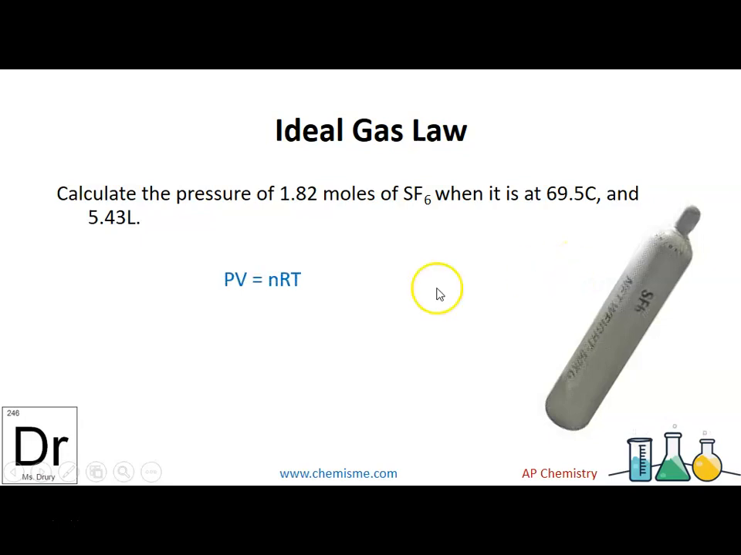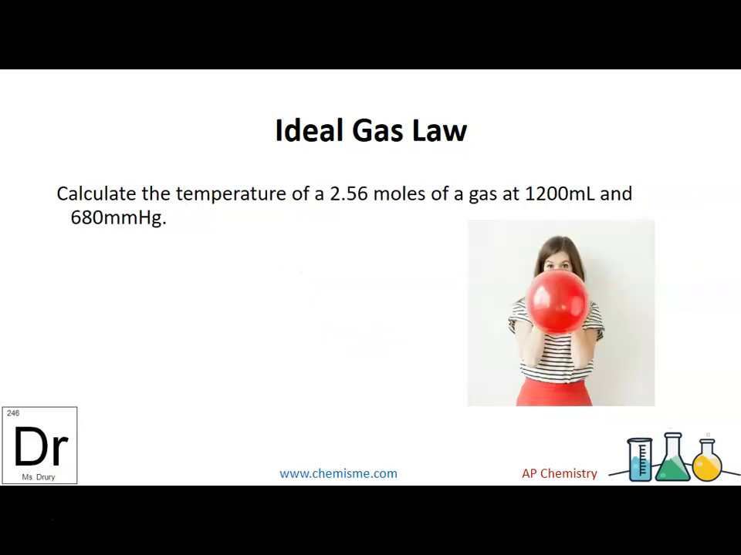So we're going to use PV = nRT because it's one gas. The pressure is unknown, so I want to know how tightly packed this is. The volume is 5.43 liters. The moles was given at 1.82. R is on the reference table. Temperature has to, again, be in Kelvin. When I multiply and then divide by 5.43, I find the pressure, in order to keep the gas in that container, is 9.42 atmospheres. Remember, normal pressure is only 1 atmosphere, so this is under high pressure.